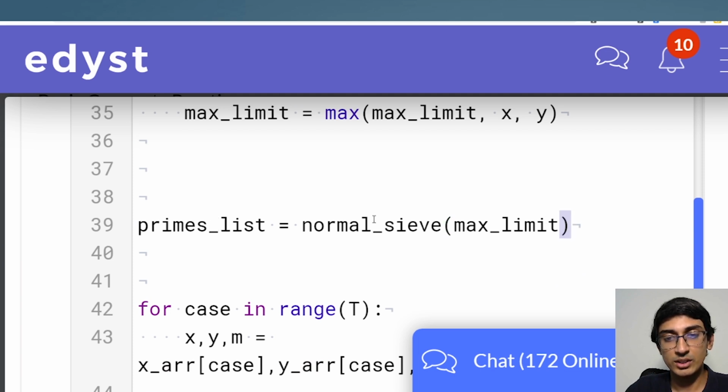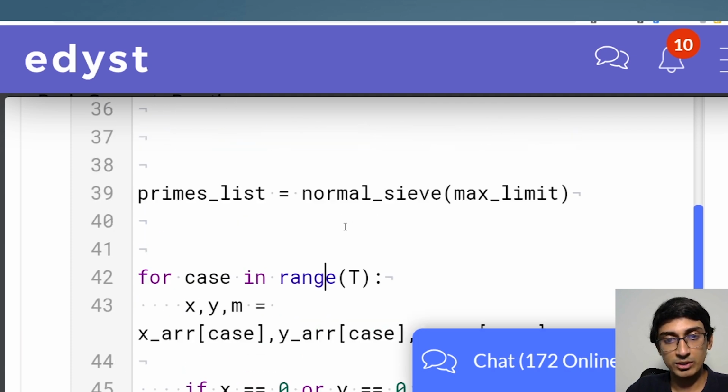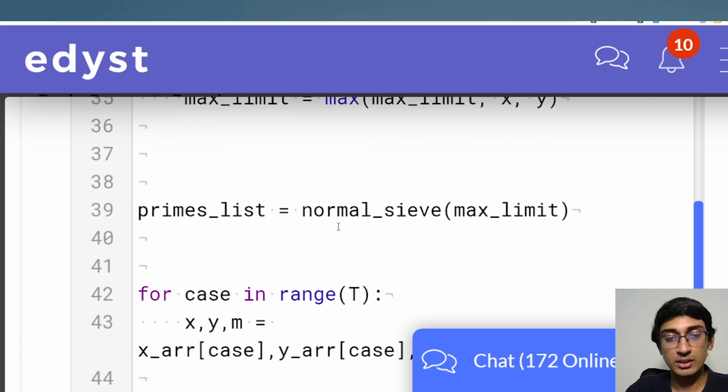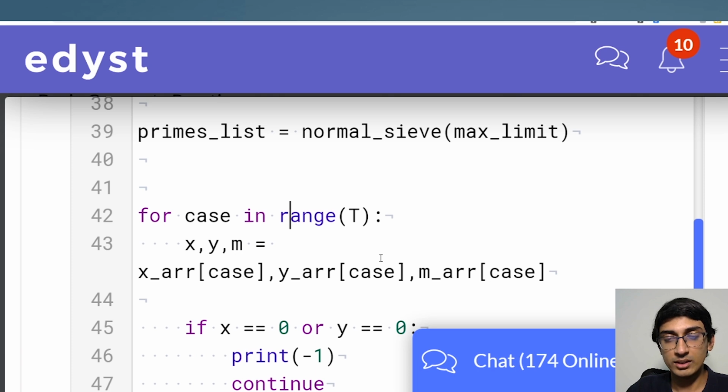I did this over here using the normal sieve function. Normal sieve, because there is an optimal sieve. I'll come to it at the end of the session. So I'm just using the normal sieve to find the prime numbers up till the max limit, and I'm storing them in the primes list. Notice I took the test cases here, I ended the for loop, I found the prime list here, and then I'll again go through the test cases.